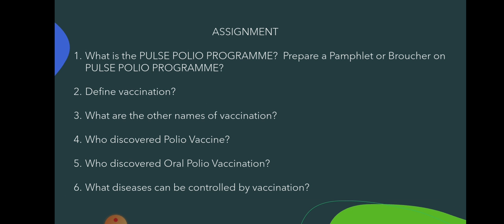Coming to the assignment part. First one, what is the Pulse Polio Program? Prepare a pamphlet or brochure on the Pulse Polio Program. I want a colorful brochure or pamphlet. Next question, define vaccination. Third one, what are the other names of vaccination? Who discovered the polio vaccine? Name the scientist. Who discovered the oral polio vaccination? What diseases can be controlled by vaccination?